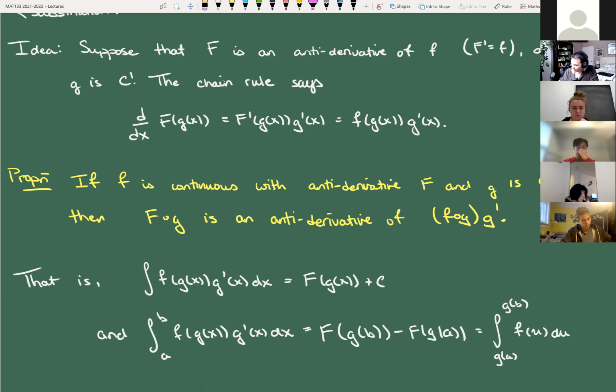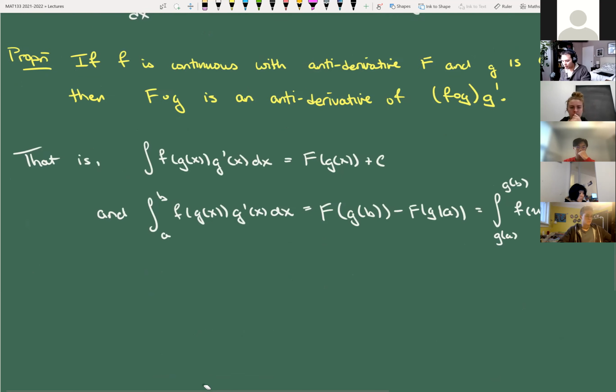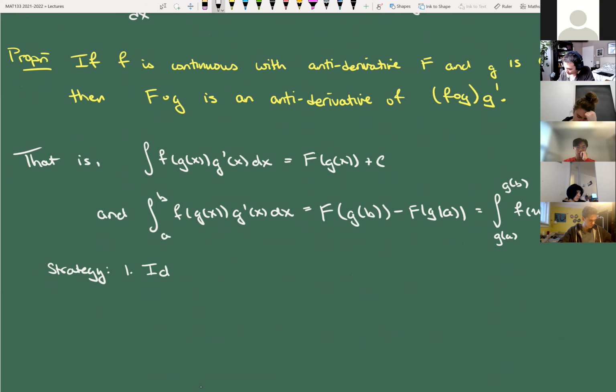Okay, so at the end of the day, all of this looks silly. It might not be obvious how we use this. So let me give you a quick strategy, and then once we do a couple of examples, you'll say, oh yes, I see how this is done. So one, identify g. Throughout all this, you're never going to have an idea of what F is. You'll only know what F is when you're done.